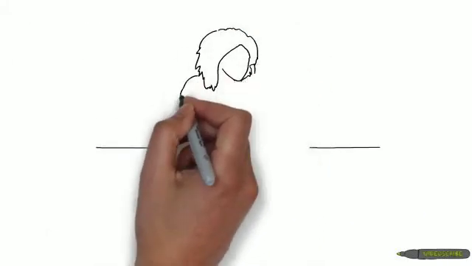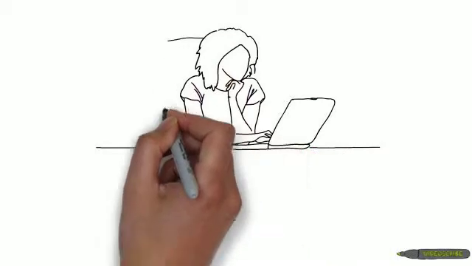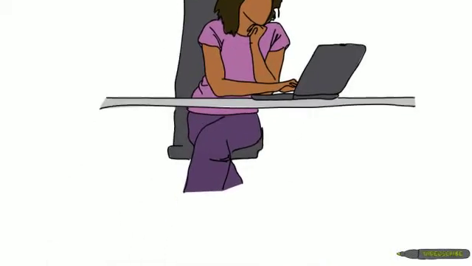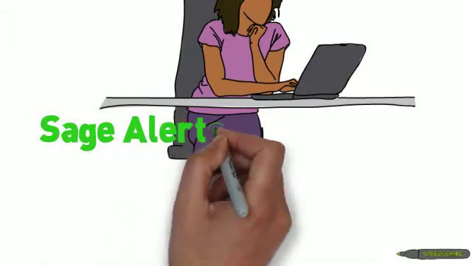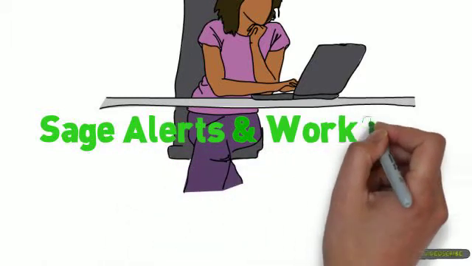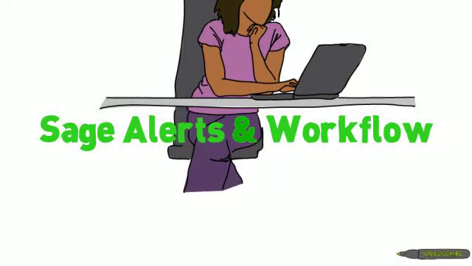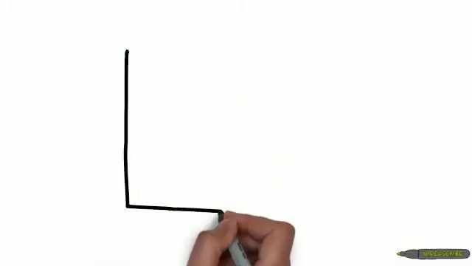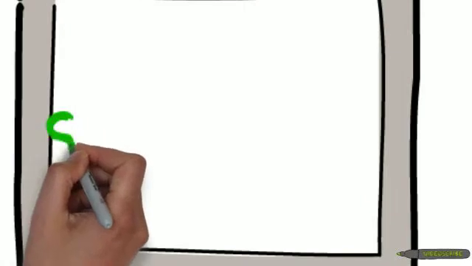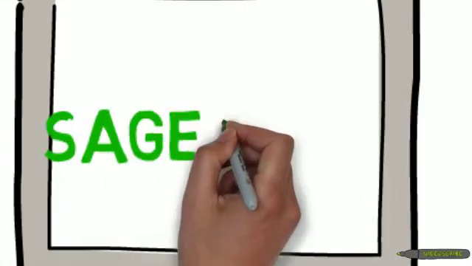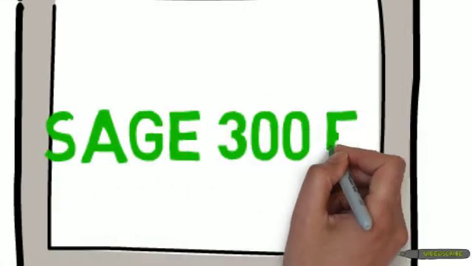Wouldn't it be nice to have the ability to just sit and watch our businesses? Look for things that may cause us problems and resolve them before they even become an issue. Sage Alerts and Workflow can do just that. Sage Alerts and Workflow monitors your Sage 300 data for any conditions that may be impacting your business.